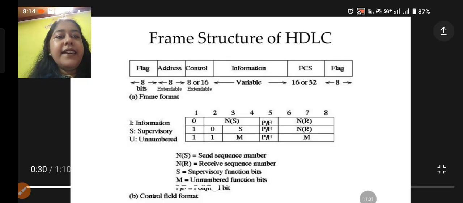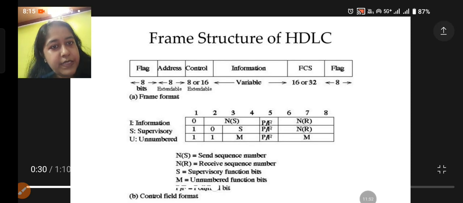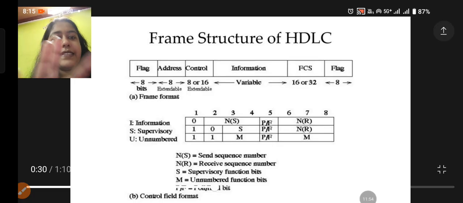Now you can see here how we will be making this flag. So, sorry, the particular frame structure. Here you can see the numbers and how the field format is structured. So this is a particular field format. Now you can see how we have defined it. There is some sequence number, some receiver sequence number, some sending sequence number, supervisory function bits, etc.